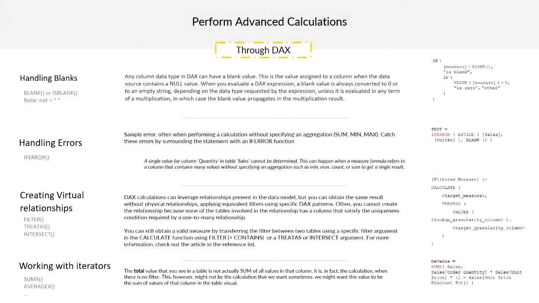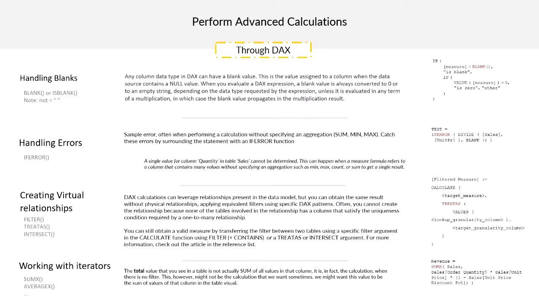So, performing advanced calculations. There will be 3 slides. We will discuss performing advanced calculations through DAX, through Power Query and the advanced editor, and then also through Tabular Editor. Now we can do all of the things that we typically would do from a regular coding standpoint. So we can handle blanks, we can handle errors, and we can perform iterations.